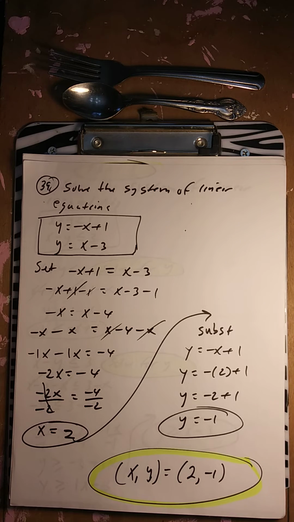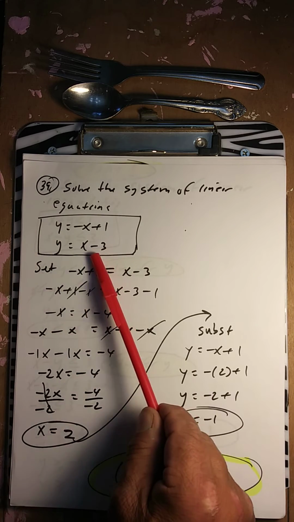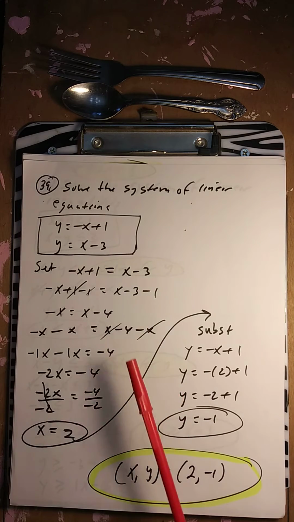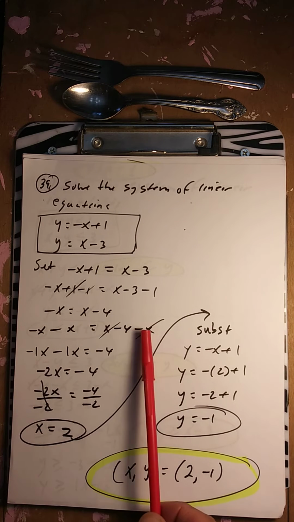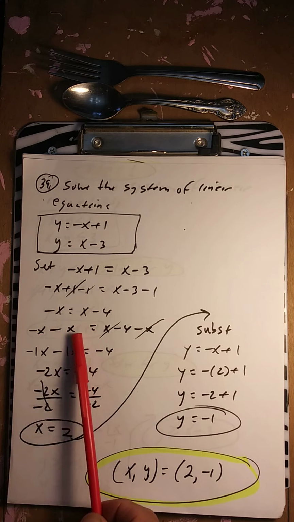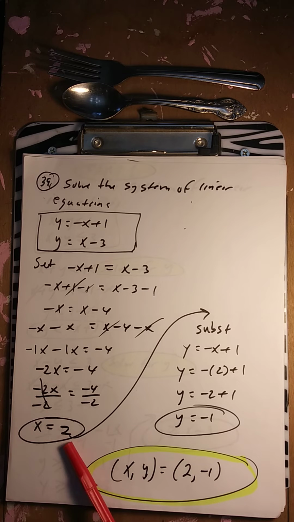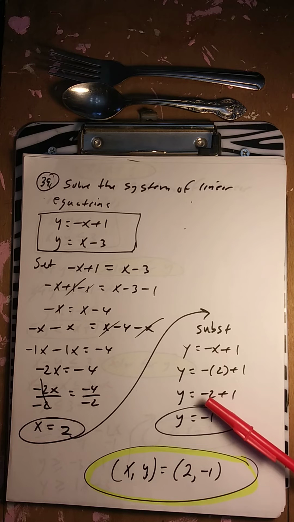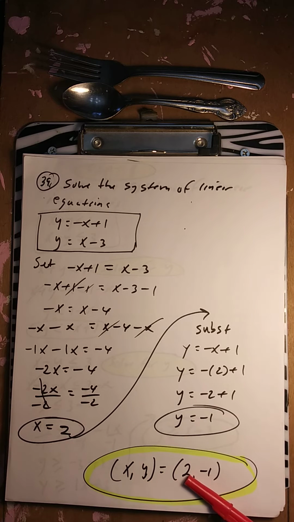Solve the system of linear equations. Since y equals this and y equals that, I'm going to replace this y up here with this. So we're going to have negative x plus 1 equals x plus negative 3. So minus 1, so negative x equals x. So negative x, right here, both sides, these are gone. So negative 1x and negative 1x is negative 2x equals negative 4, divided by negative 2, so x is what? 2. Substitute it back in there. So you have the negative of 2 is negative 2 plus 1. Negative 2 plus 1 is negative 1. So y is what? Negative 1. So x, y is 2 and negative 1 for the system of linear equations.